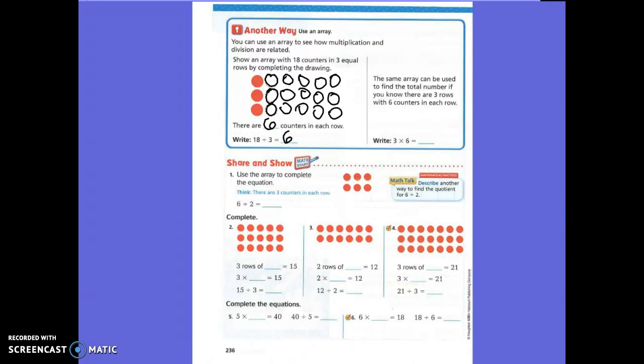Okay, now the same array could be used to find the total number if you knew that there were 3 rows of 6 counters. You know there are 3 rows of 6, and you need to know how many total counters. 3 times 6 equals? 18. There are 18 total counters. Okay, now we are on share and show.